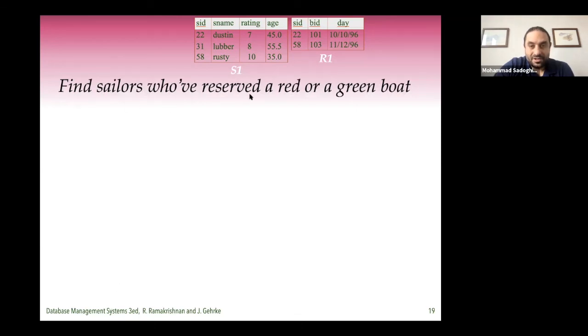Okay, let's do another question. Find the sailors who have reserved a red or a green boat. In the previous one, we just did the red. How do we now relax our condition to do red or green? How do we go about that? Is it significantly different from what we just did, or is it just a minor extension?